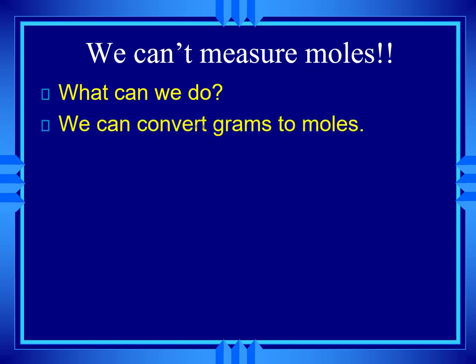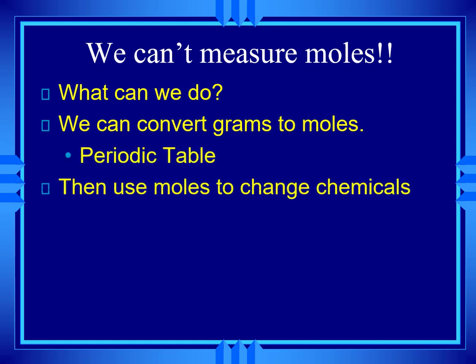What we can measure easily is grams. We can turn grams into moles. Where do we get the numbers for turning grams into moles? Off the periodic table. Since we have moles, we can use moles to change what chemical we're talking about.